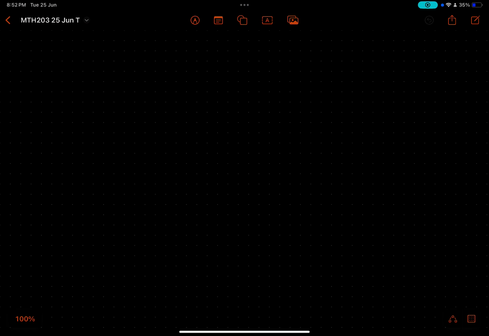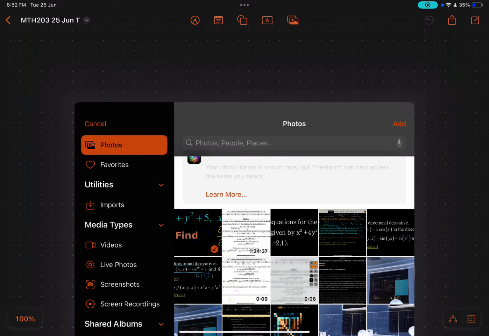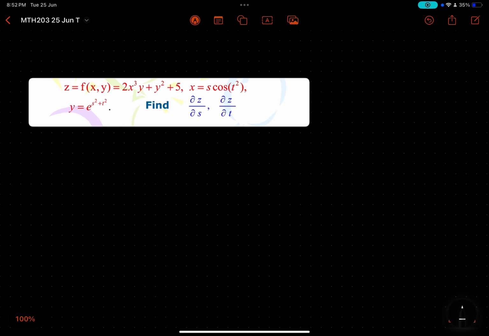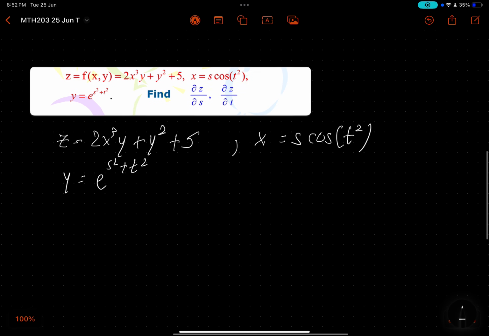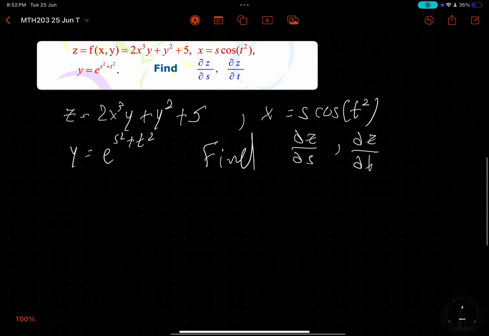Okay. Let's go here, insert our little photo. Z equals 2x to the 3 y plus y squared plus 5, and we have x equals s cosine of t squared. We have y equals e to the s squared plus t squared. Find the partial derivatives. Why am I rewriting this? Because I don't like the original font, for some reason.